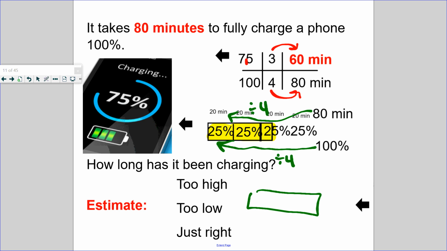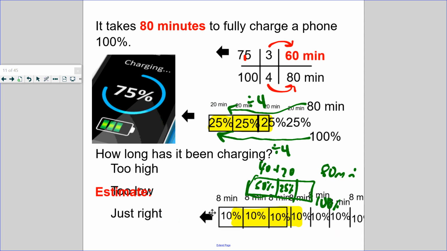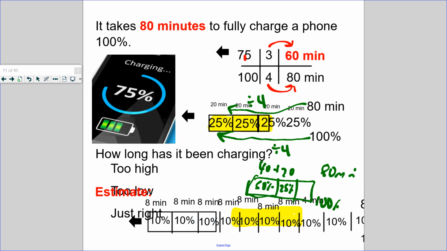Another way you could have done it, again, there are just so many ways to solve this. 50% is 40 minutes. So 25%, half of it, is 20 minutes. 40 plus 20 is 60 minutes. Again, I cannot tell you what's the right way of solving this. And this is the way that I was talking about earlier. Every 10% is 8 minutes. But 5% would be 4 minutes. 8 plus 8 plus 8 plus 8 plus 8 plus 8 plus 8 plus 4 is 60 minutes.